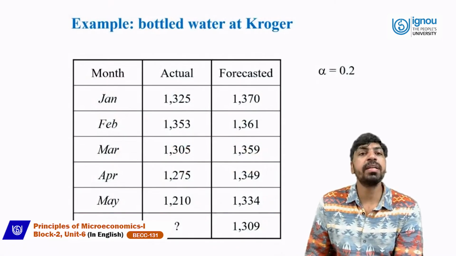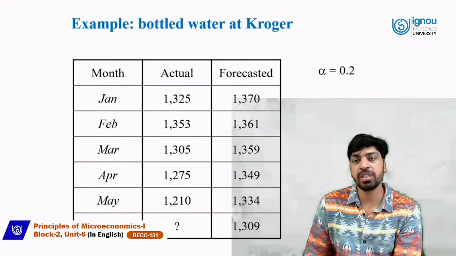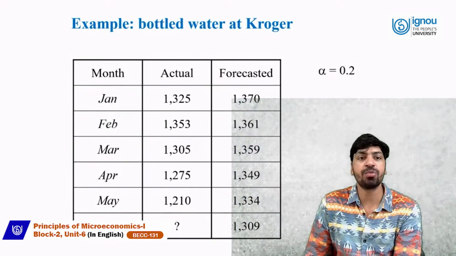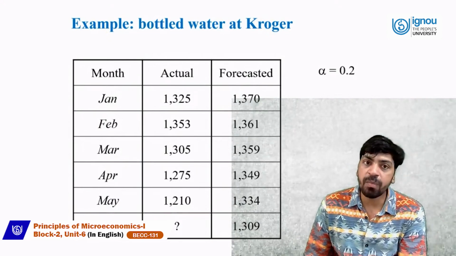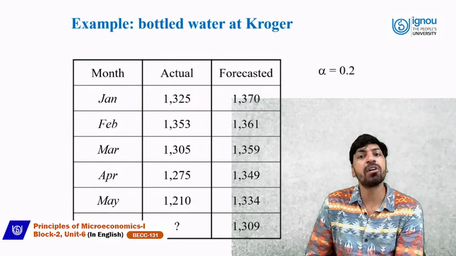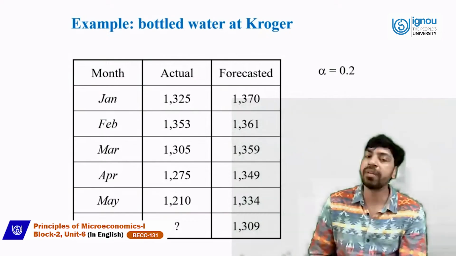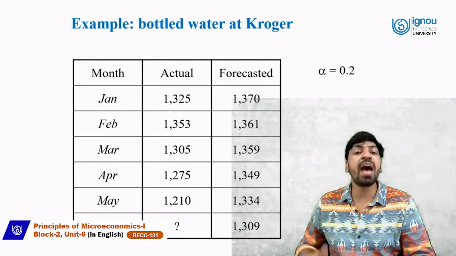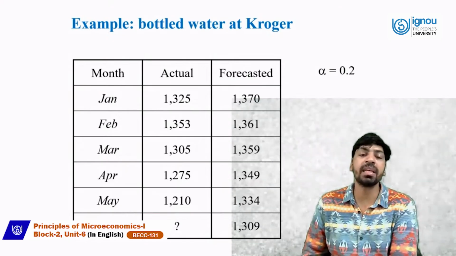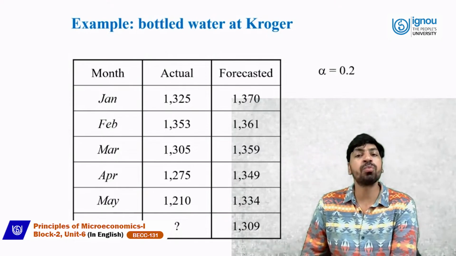So, in the above example, there's a bottled water example at Kroger, which is one of the famous companies in the USA. The data has been given in the following way: the number of months, the actual values, and the forecasted value. In this question, the January actual and forecasted values are already given. In this scenario, the actual values of all the months are given, and you need to calculate the forecasted value of the June month.